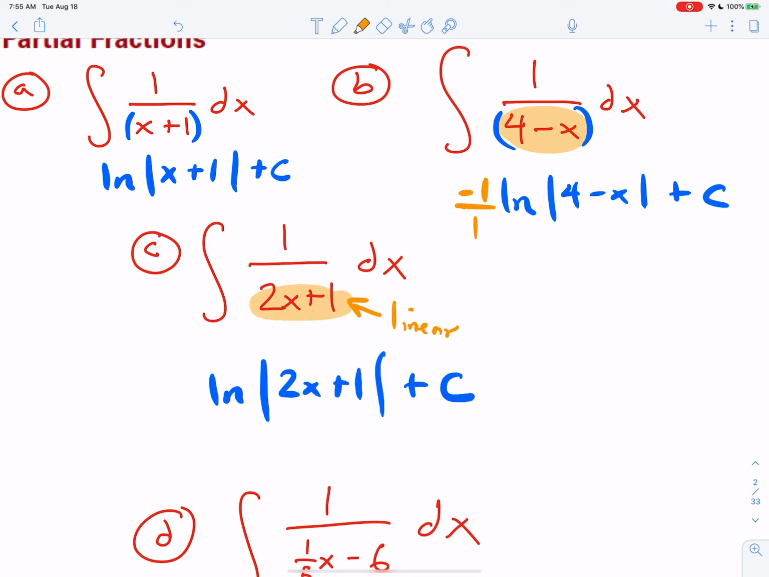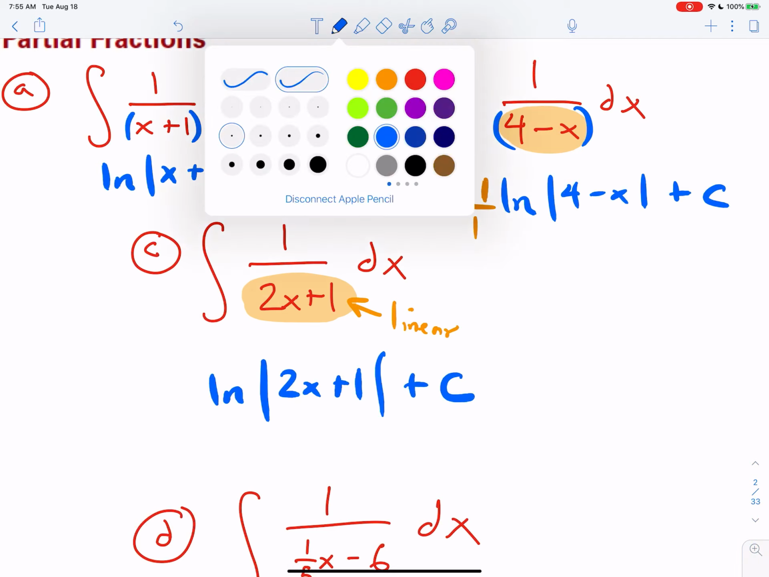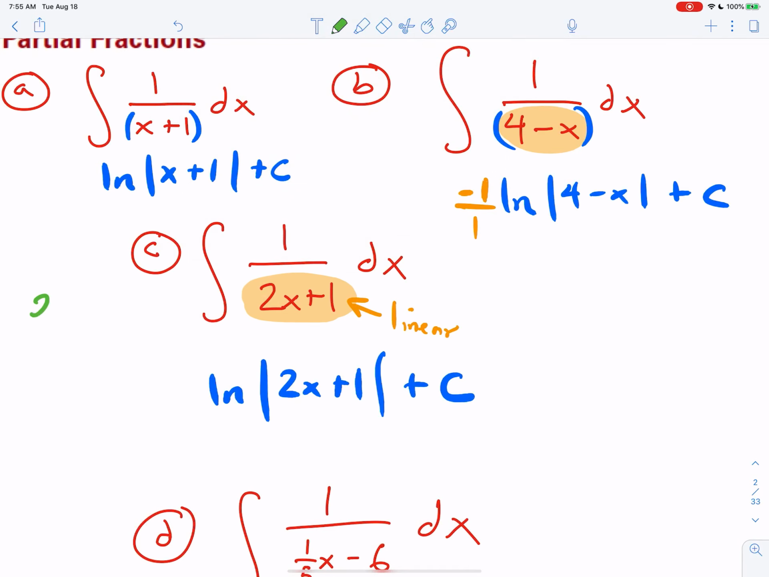But if we take a look at that linear, if we take the derivative of 2x plus 1, we'll get 2. And the reciprocal of 2 is 1/2. So that 1/2 is going to go in the front.